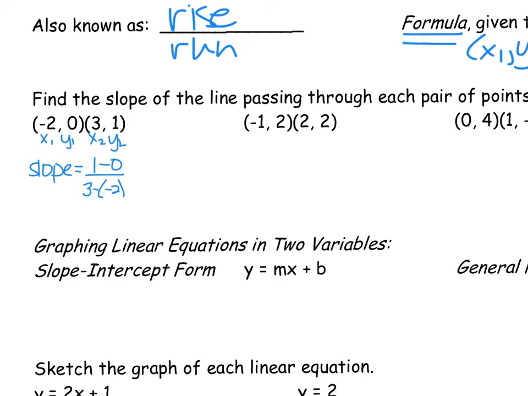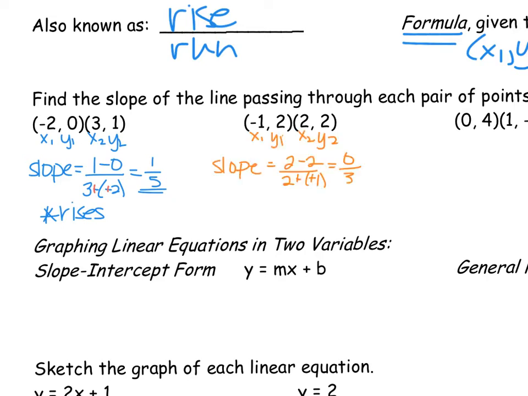To simplify that, the denominator has that double negative, which means we'll change that to positive. 1 minus 0 on top is 1. 3 plus 2 on the bottom is 5. The slope would be positive 1/5. We would say this line rises from left to right. All right, you guys try the second one. Find the slope of the line, and then we'll describe what it's doing on our coordinate system.